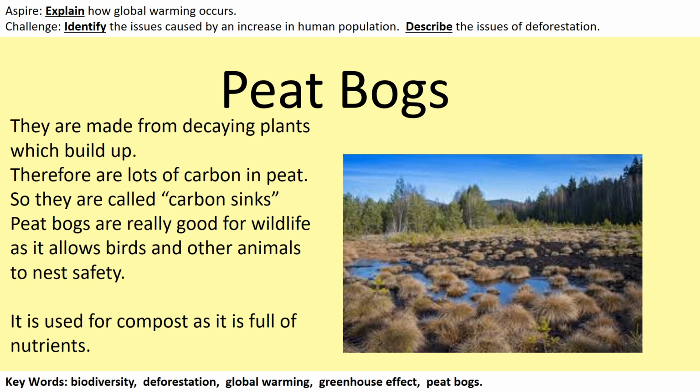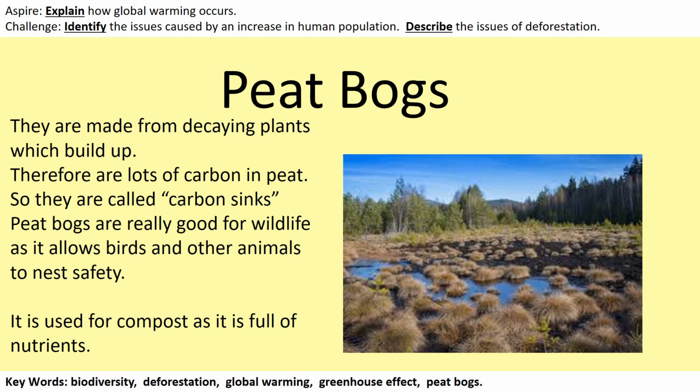So, peat bogs are these big areas of land which are just made up from decaying plants, and they partly decay, and then another layer of plants decays on top, and another layer decays on top. So therefore, there's quite a lot of this carbon in there. So sometimes they're called carbon sinks. Now they're really good for wildlife because it allows these animals to nest safely. Particularly things like birds, they can go out into that area and nest, and no larger animals will come into that peat bog land because they'll start to sink and they'll get stuck there. So it allows these animals to nest and be protected from larger prey.